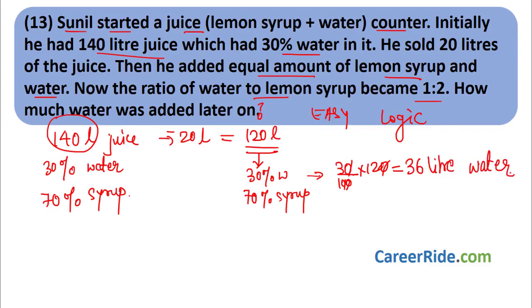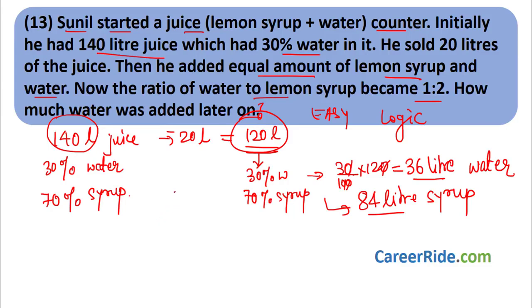If 36 liters of water is there, how much is the syrup? You can find it by 70% of 120, or we can simply do 120 minus 36, 84 liters of syrup. So in this 120 liters which Sunil has, there are 36 liters of water and 84 liters of syrup. Now he adds equal amounts of lemon syrup and water. So if he adds 10 liters of water, he has to add 10 liters of syrup. If he adds 5 liters of syrup, he will have to add 5 liters of water.